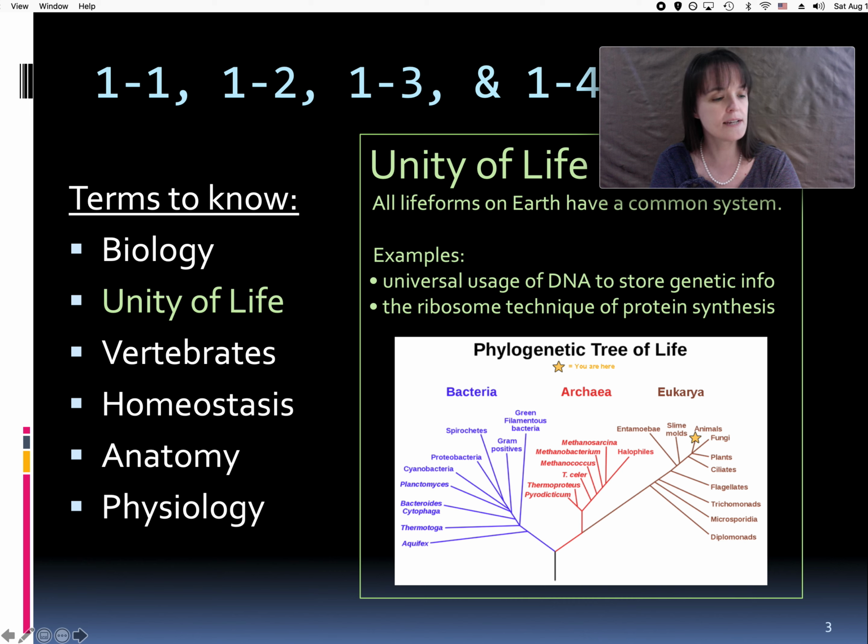Describe vertebrates and give some examples. Vertebrates have a backbone. So some examples are mammals, birds, reptiles, amphibians, bony fish, cartilage fish like sharks. They don't have bones. They have cartilage, but they have the same structures. They even have the same inner ear structures.